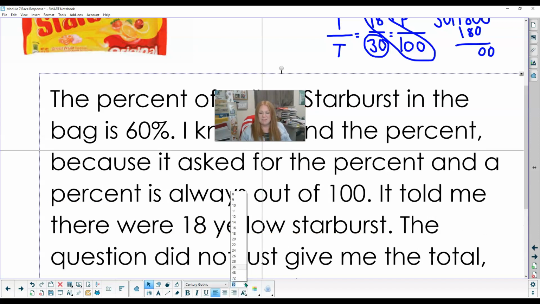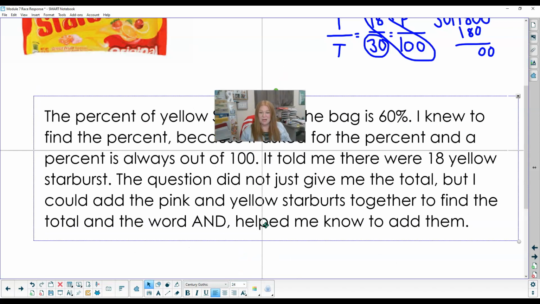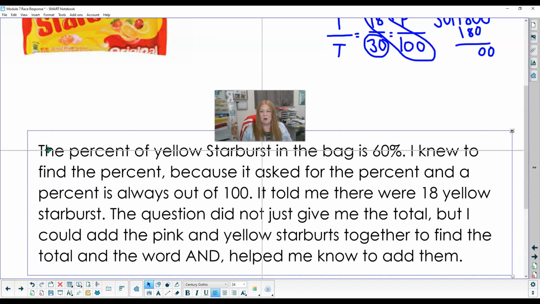I'm going to make this a tiny bit smaller so I can see my whole thing here. Okay, so here's my R. The percent of yellow Starburst in the bag is 60%. I knew to find the percent because it asked for the percent, and a percent is always out of 100. It told me there were 18 yellow Starbursts, so I'm citing back to the problem. What do I know? The question did not just give me the total, but I could add the pink and yellow Starbursts together to find the total, and the word and helped me know to add them, this and this.